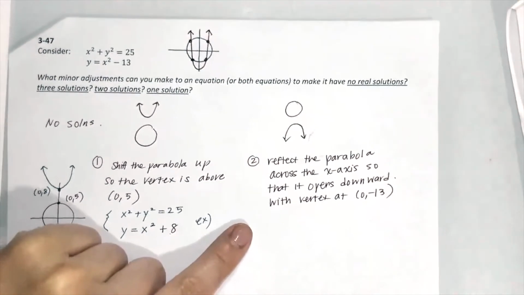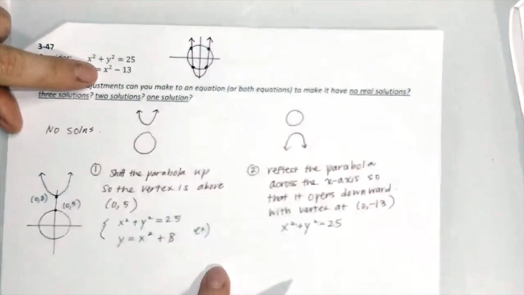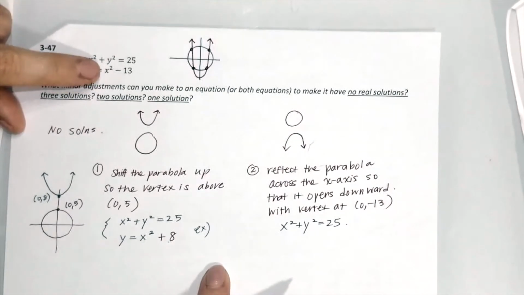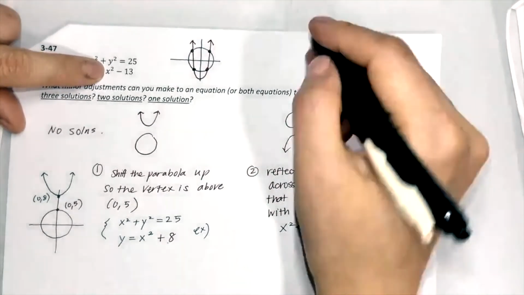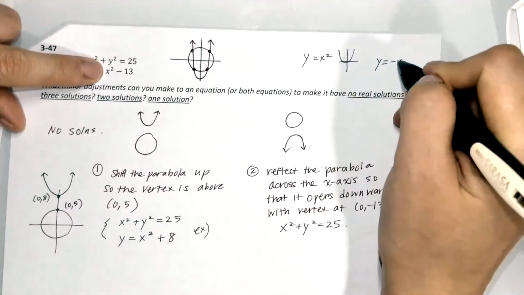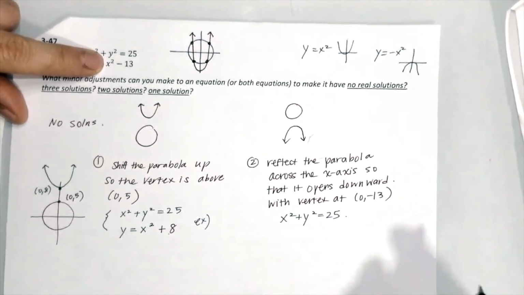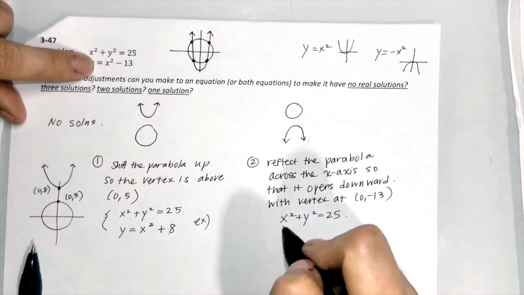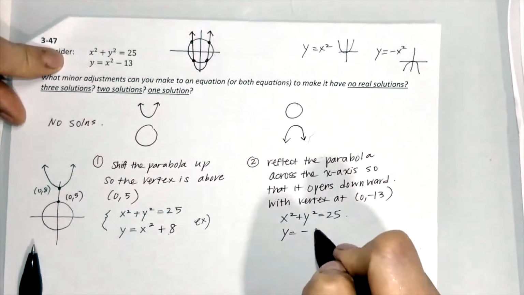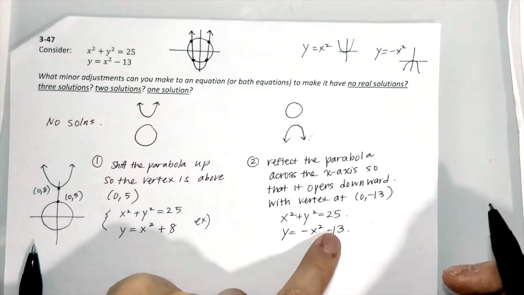All you got to do is you keep the circle, but then the parabola, you're going to multiply that whole thing by a negative. So you're going to have a negative for the x squared, right? Because if you have y equals x squared, it's a parabola opening up. But if you have y equals negative x squared, it's a parabola opening down. So then the equation for the parabola is going to be y equals negative x squared. And then I'm still going to keep the vertex the same at negative 13.